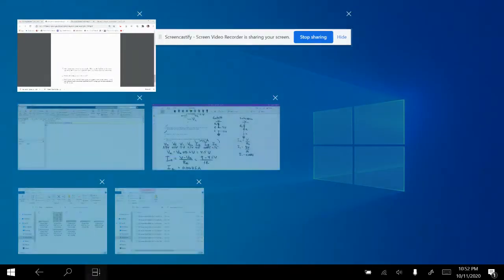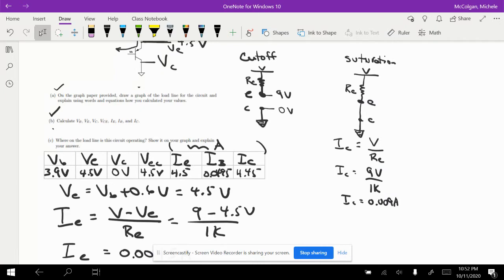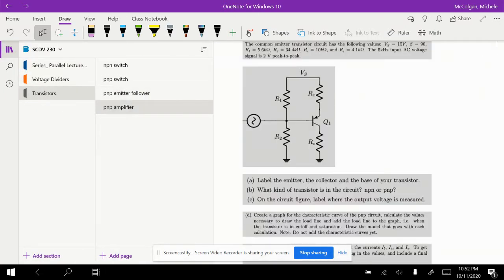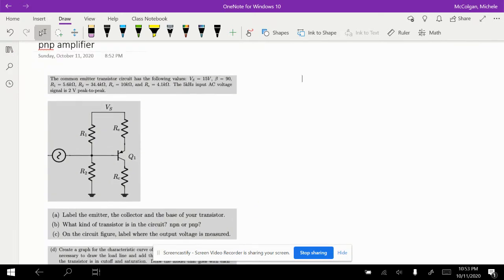So let's switch over to OneNote, and go to our PNP amplifier. So we've got our circuit. The first thing we want to do is label the collector, the emitter, and the base. This is our emitter. This is the collector, we'll just do C, and this is our base right there. We'll leave that to give ourselves a little more room. Say this is the emitter, and I'm going to get rid of this line.